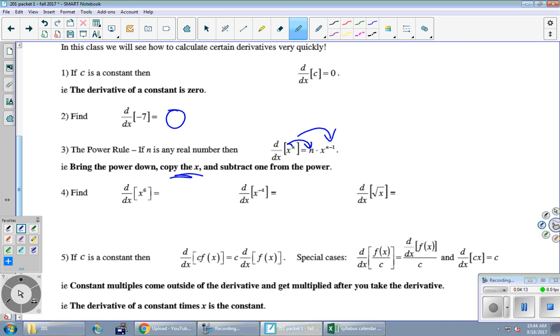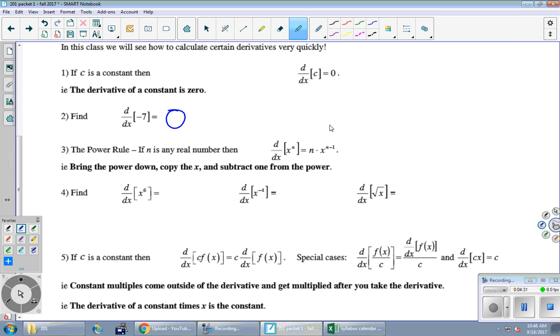It used to be n, whatever it is, I subtract 1. It's written as n minus 1. But the key is to subtract 1. So first you bring the thing down, then you copy the x, then you subtract 1. And we'll pause here. All right, so let us apply our newfound power rule here in number 4.